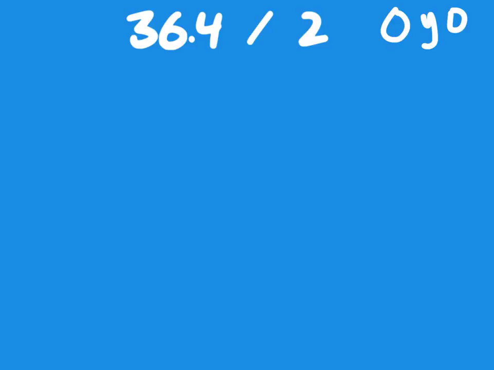Here's the first of many on your owns to practice. So pause it here. Work it out. 36.4 divided by 2, using the same steps that we've gone over, and we've done a few examples.